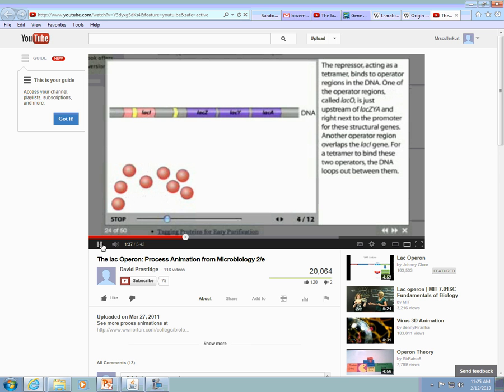The repressor, acting as a tetramer, binds to operator regions in the DNA. One of the operator regions, called LAC-O, is just upstream of LAC-ZYA and right next to the promoter for these structural genes.